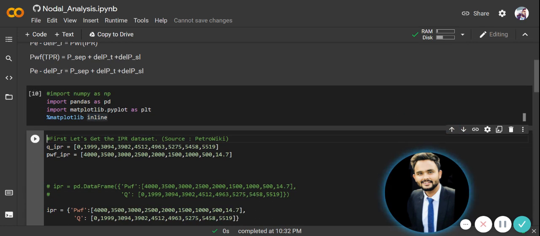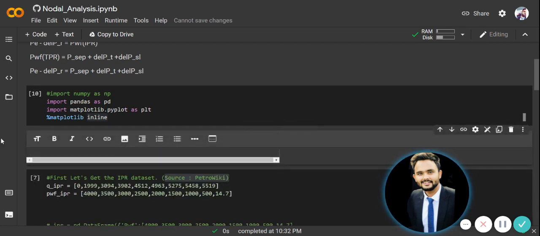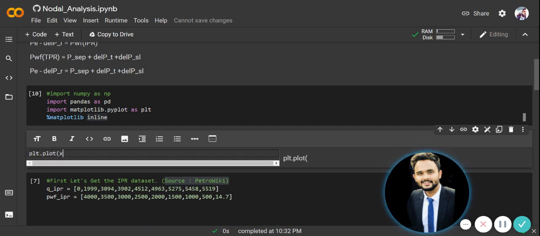Let's move forward. This is a common data set that I have gathered from PetroWiki, with all due respect. IPR is basically plotted between flow rates and PWF. For various flow rates, we plot PWF on the y-axis. It looks like a curve, and we can see how it looks. The basic syntax for plotting using Matplotlib, since we are calling it PLT, is PLT dot plot, and whatever we want on the x-axis and whatever we want on the y-axis. We can do more customizations, but this is the basic syntax right now.